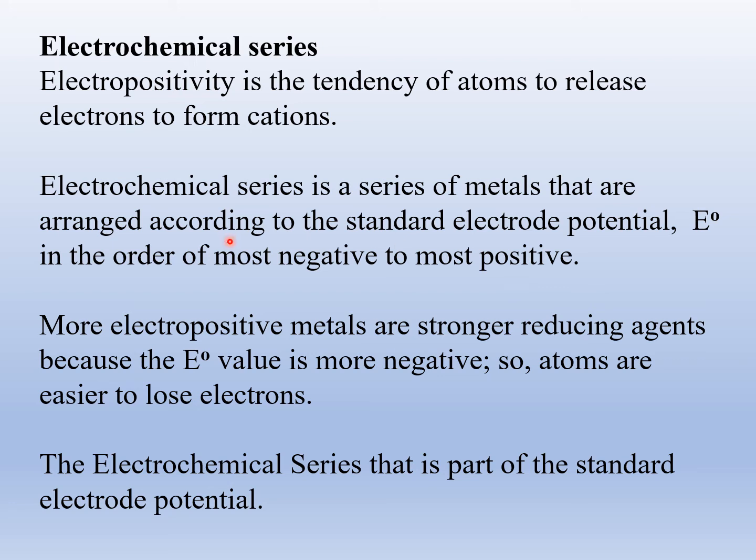More electropositive metals are stronger reducing agents because the E naught value is more negative. So atoms are easier to lose electrons. More electropositive metal yang berada di atas lah ya dalam ECS are stronger reducing agent, because the E naught value is more negative, so atoms are easier to lose electron. The electrochemical series is part of the standard electrode potential. That is a new term for you. Nanti kita pergi lebih lanjut.